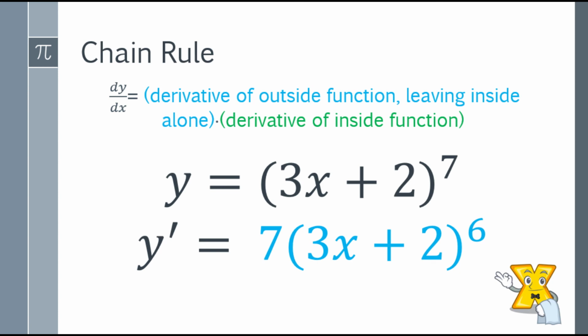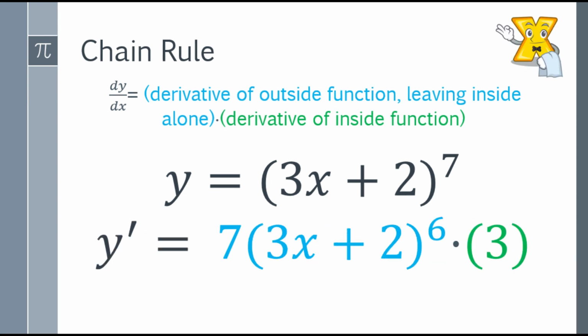So paano natin gagawin yun? So sabi dito, derivative of outside function leaving inside alone. So yung 7 na exponent, ibababa mo, tapos babawasan mo siya ng isa. So 7 times the quantity 3x plus 2 to the 6th power. Next, imamultiply natin to sa derivative of inside function.